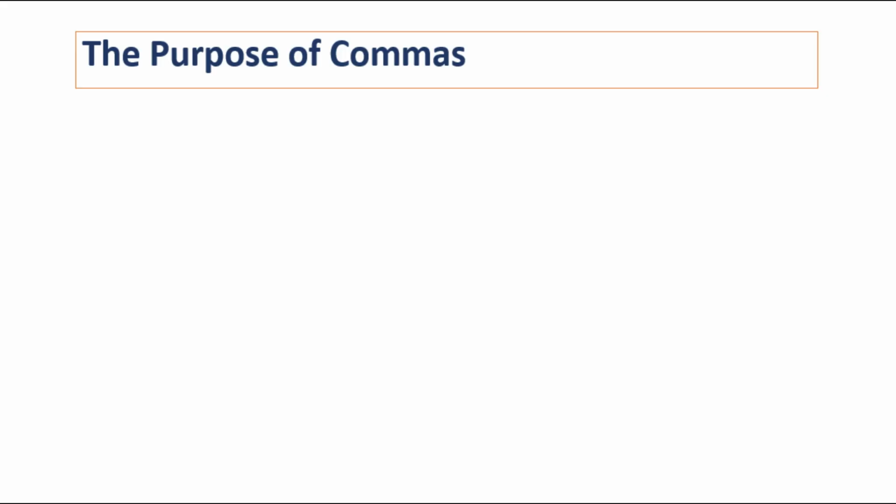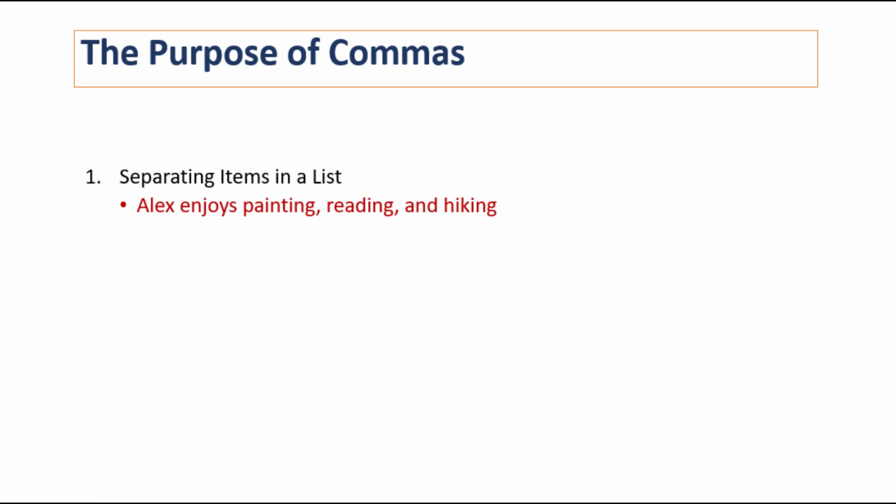Let's jump right in. Our first stop is understanding why commas play such a pivotal role in constructing effective sentences. They serve 5 fundamental purposes, each contributing to the clarity and precision of your writing. The first purpose of commas is separating items in a list. Picture commas as the silent separators in a list, guiding us through different elements.